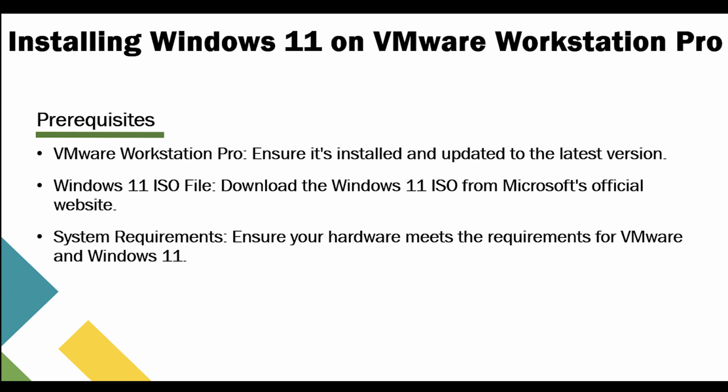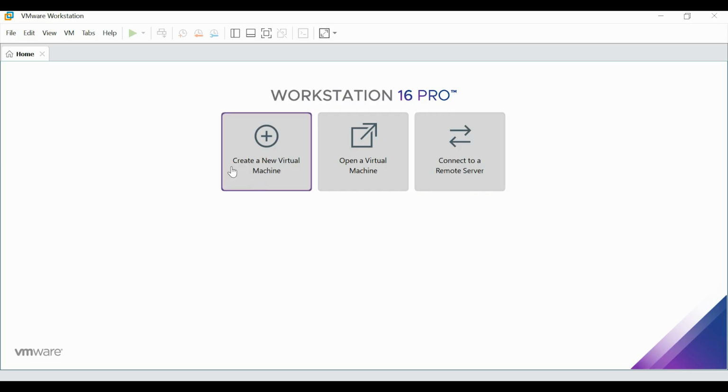VMware Workstation Pro. Ensure it's installed and updated to the latest version. Download the Windows 11 ISO from Microsoft's official website. Open VMware Workstation Pro, then create a new virtual machine.